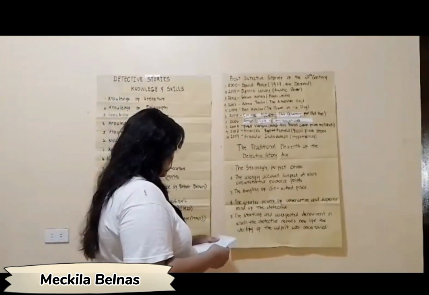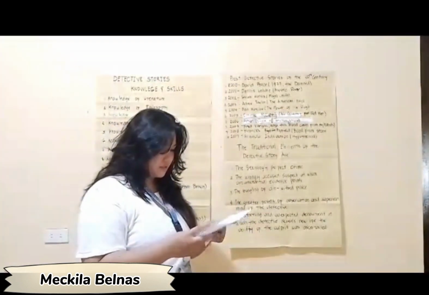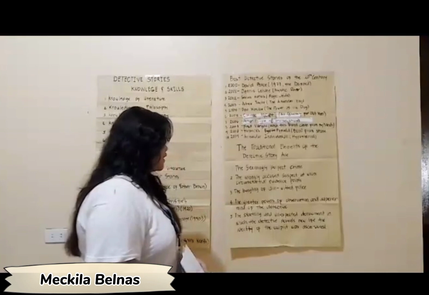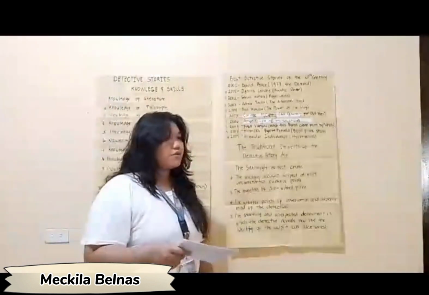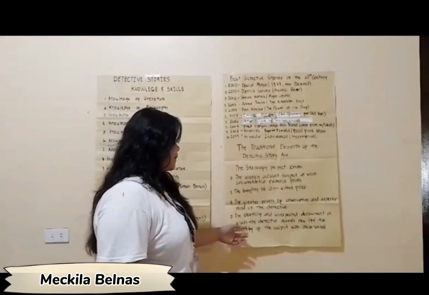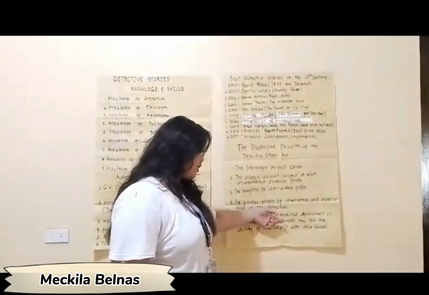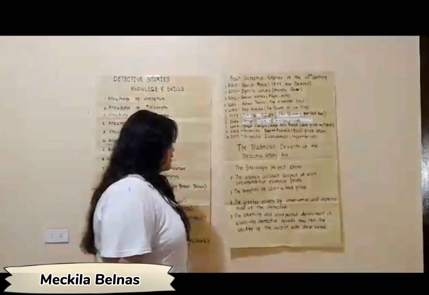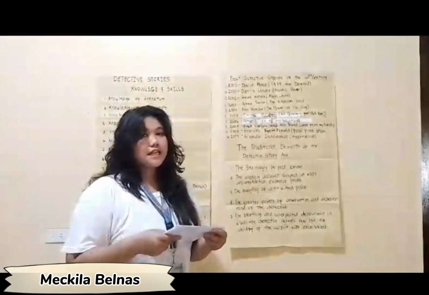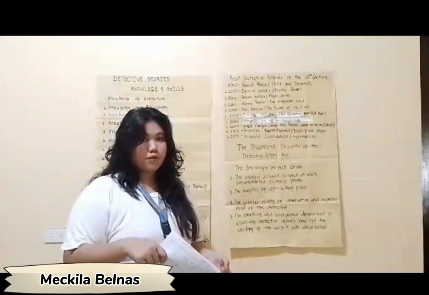Fourth is the greater powers of observation and superior mind of the detective. The characters in your story should have greater powers of observation and a superior mind as the detective. The detective should have the power of observation to solve the crime that happened.